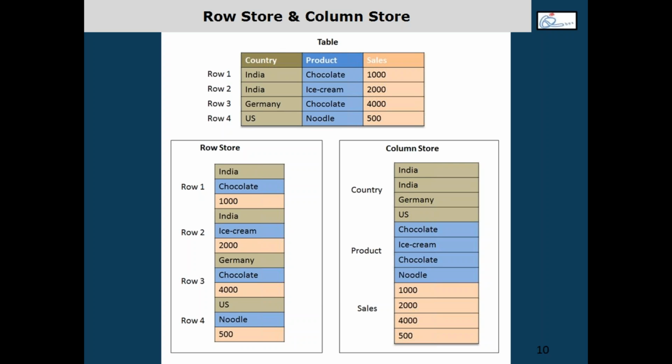The system does not decide this. You will have the flexibility of deciding whether this table should be a row store table or a column store table. Fine. So it is very important you understand what benefits you get from row store and what benefits you get from column store. Then you will be in a position to decide, okay, I would like to go for column store or I would like to go for row store. Very important. Okay.